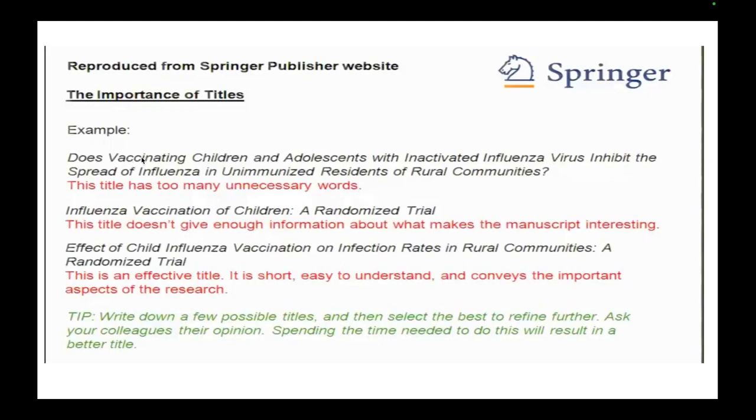So this example is: does vaccinating children and adolescents with inactivated influenza virus inhibit the spread of influenza in unimmunized residents of rural communities? So this is the question, this is the title. This title has too many unnecessary words and is too lengthy. So you can now narrow it down: influenza vaccination in children and randomized trial. But this title doesn't give enough information.